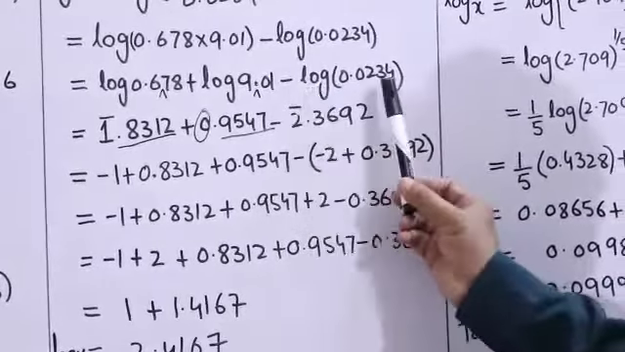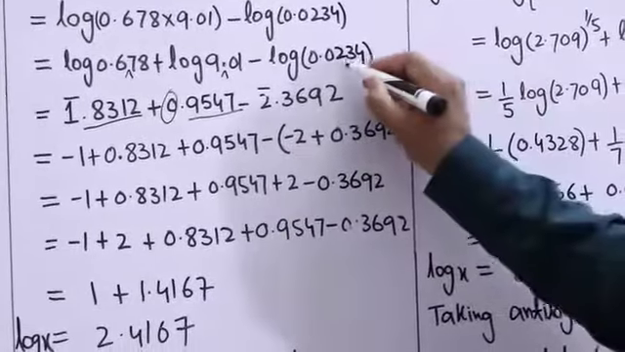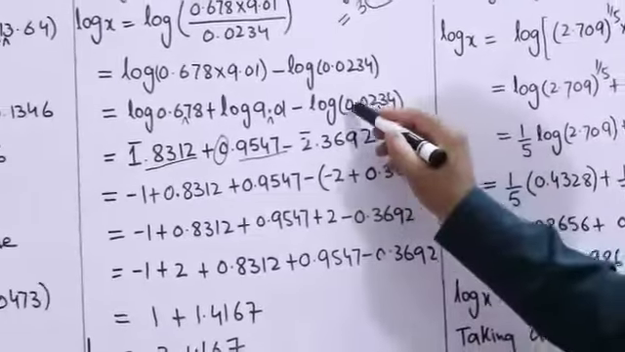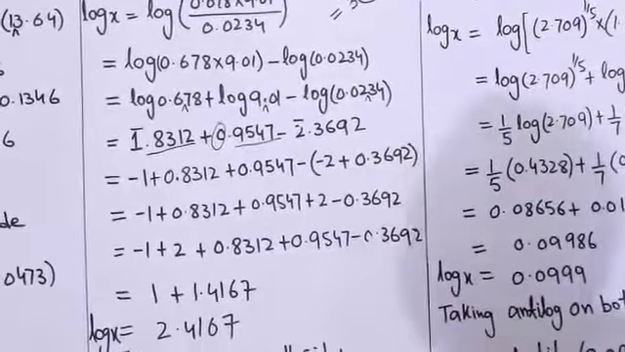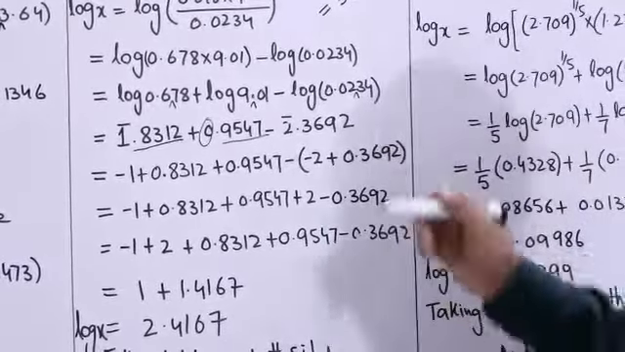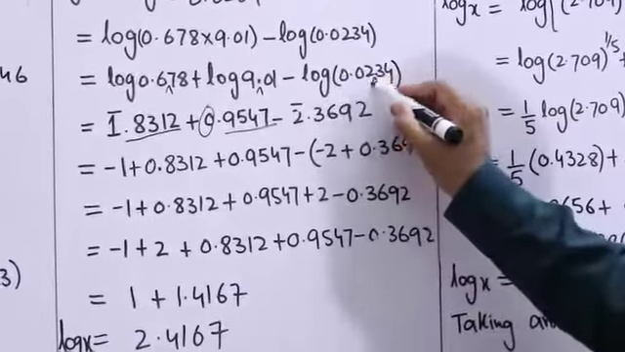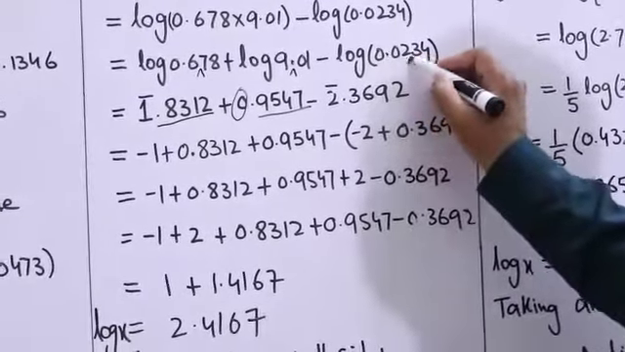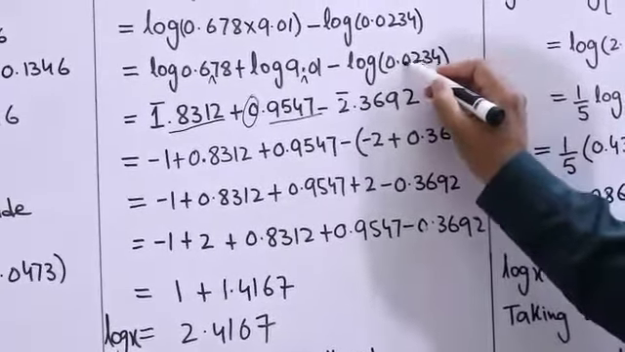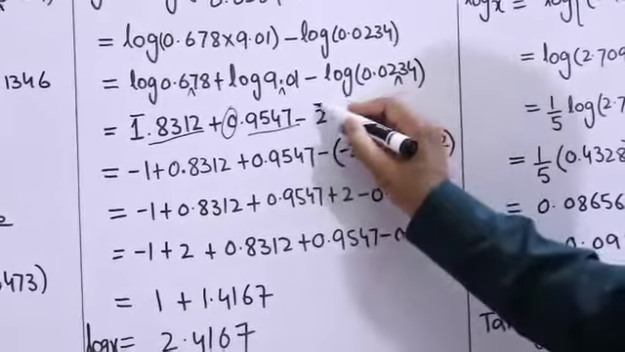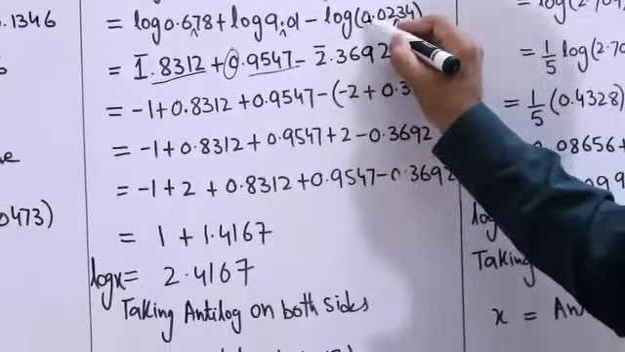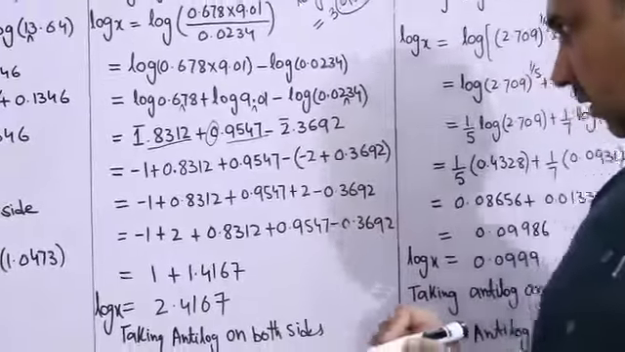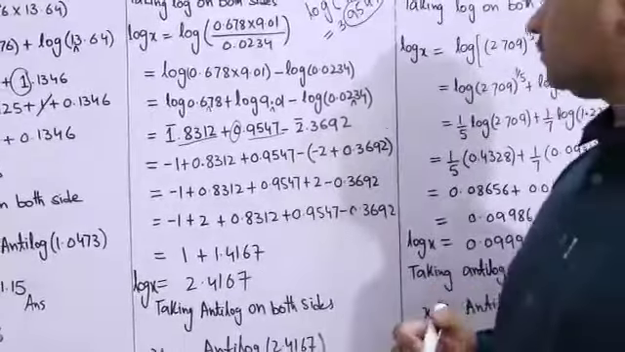Now minus log of this. Here the first non-zero digit is 2, and this number is less than 1, so our characteristic will be negative. The number of digits between the decimal point and the reference position is 2, so our characteristic is -2. Why -2? Because this number is less than 1.